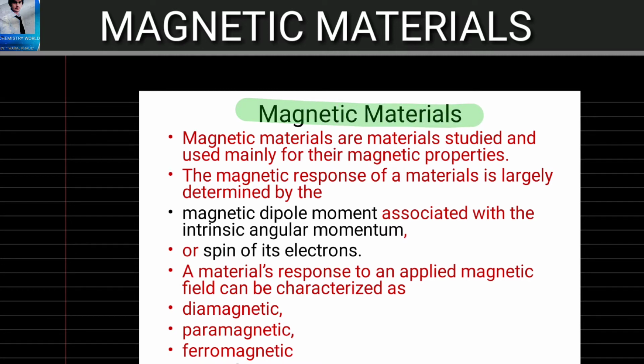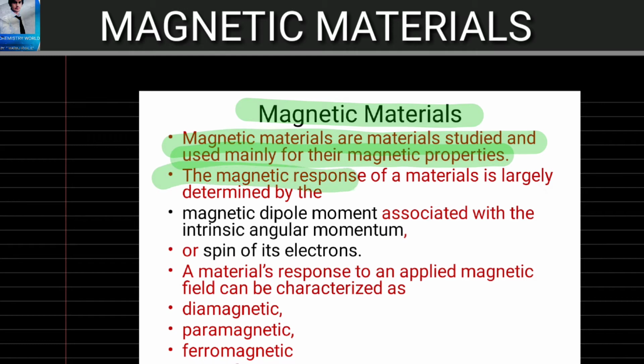Today's topic of lecture is magnetic materials. Magnetic materials are materials studied and used mainly for their magnetic properties. These types of materials are used only because of their magnetic properties.